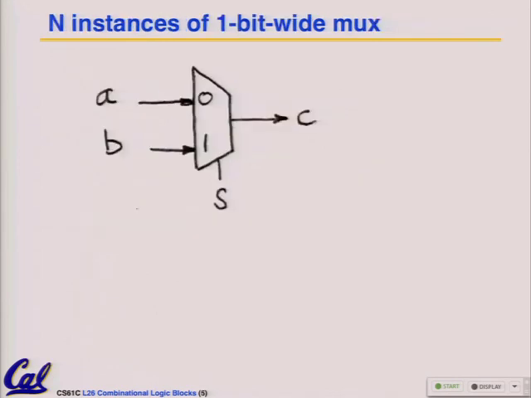So here are n instances of a 1-bit wide mux. Okay? So here's a 1-bit wide mux, just the simplest case. That was a generic mux. That was a 2-input mux. Here's a 1-bit wide mux. How many rows in my truth table?